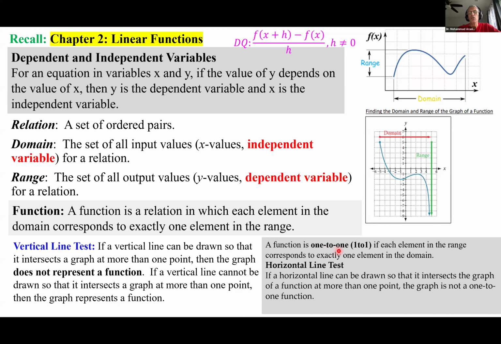A function is one-to-one if each element in the range corresponds to exactly one element in the domain. And for that, we use the horizontal line test. If a horizontal line can be drawn so that it intersects the graph of a function at more than one point, the graph is not a one-to-one function. So in short, if the x coordinate can't repeat, it's a function. If the y coordinate can't repeat either, then it becomes a one-to-one function.